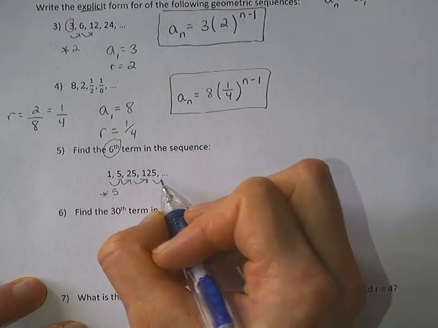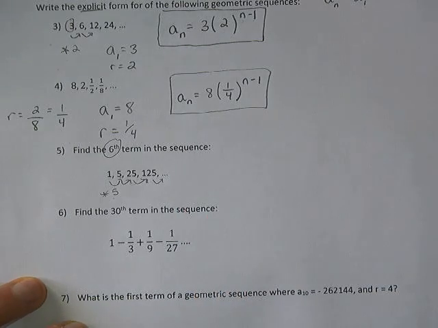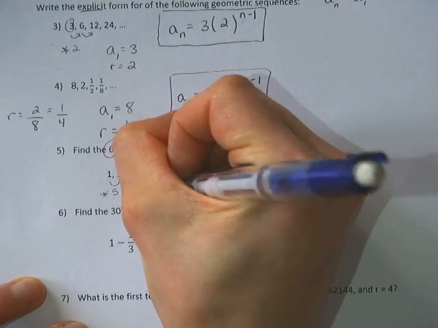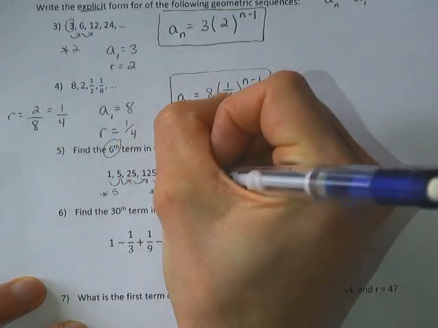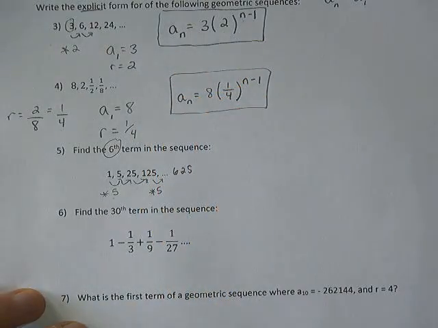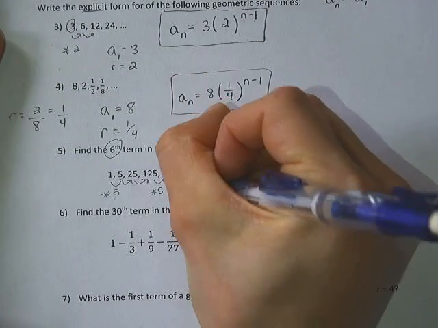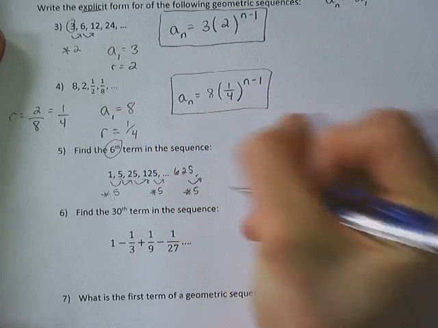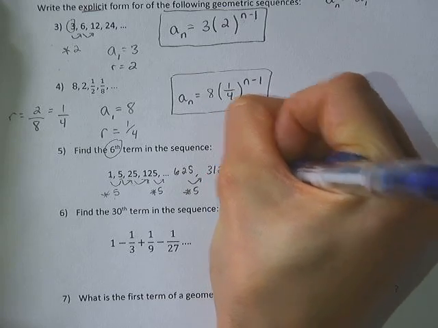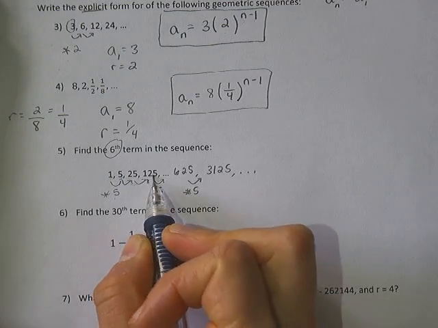And so I just keep that pattern going until I get to whichever term they're asking me for. So if I take 125 and I multiply it by 5, I would get 625. And then if I took 625 and I multiplied it by 5 again, that would give me 3,125. And so notice, if I count, that's the first term, second, third, fourth, fifth, sixth.